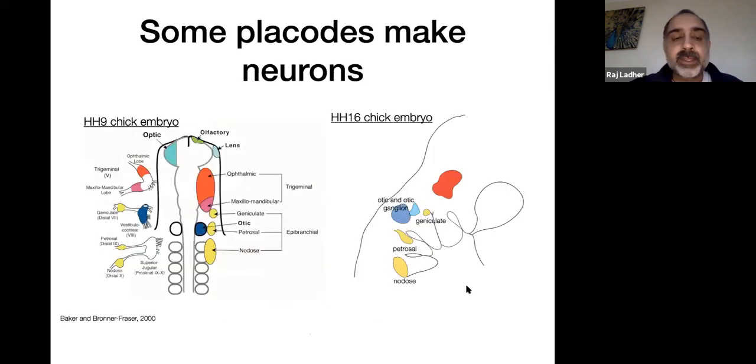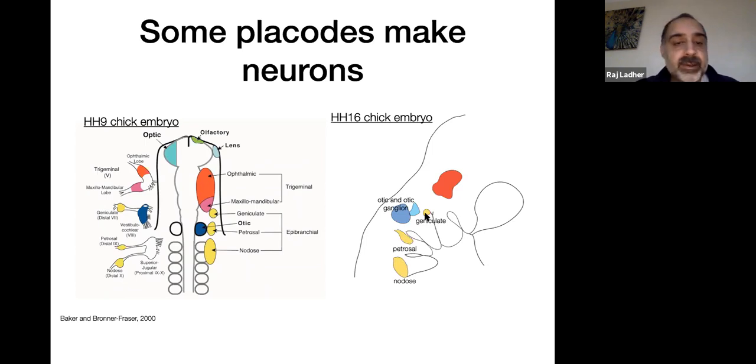So some of these placodes also make neurons. Almost all of them do. The otic placode or the inner ear will make its own innervation system. So the cochlear vestibular ganglion is made by the inner ear. The geniculate, petrosal and nodose also form neurons. So the geniculate forms neurons that will innervate some of the tongue, for example, sensory neurons that will innervate some of the ear, some of the actual pinna of the ear, and so on.